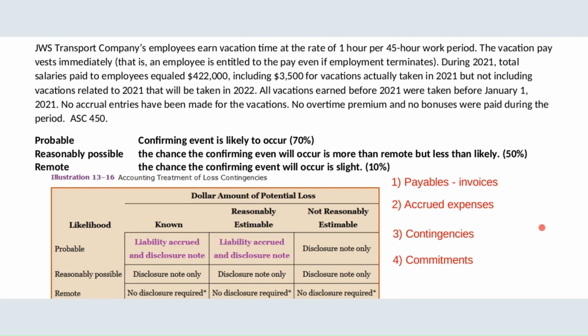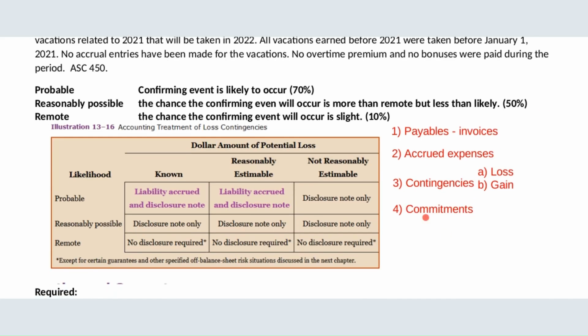Can somebody mention what the 2 types are? We have loss contingencies and we have gain contingencies, okay? Loss contingencies and gain contingencies. And these contingencies are things that have already taken place, but we're not sure what the outcome of those will be, okay?